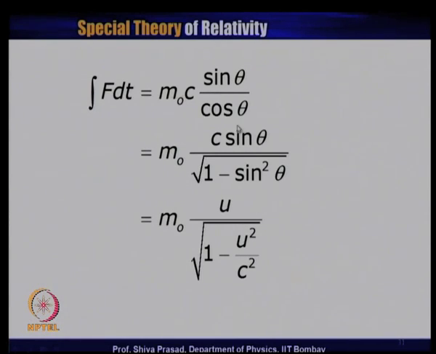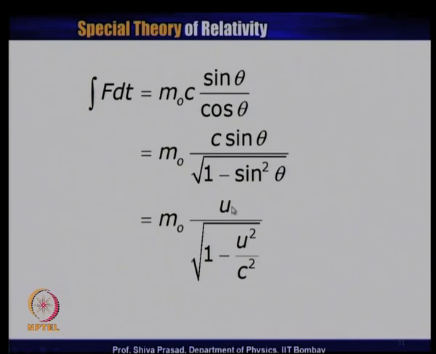M naught c sin theta by cos theta. Sin theta, as we have said, is this c sin theta is u, which I have written as u. This cos theta I have written as under root 1 minus sin square theta, because c sin theta is equal to u, therefore sin theta will be u by c. So sin square theta becomes u square by c square. So this integral of f dot dt gives me m naught u divided by under root 1 minus u square by c square. So this is what I get as a result of integration.